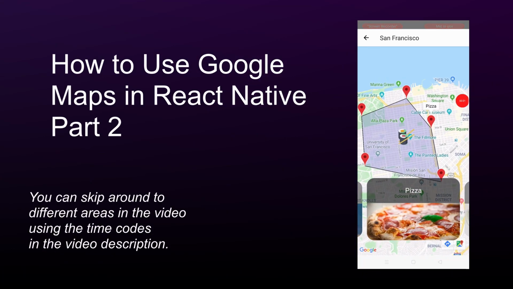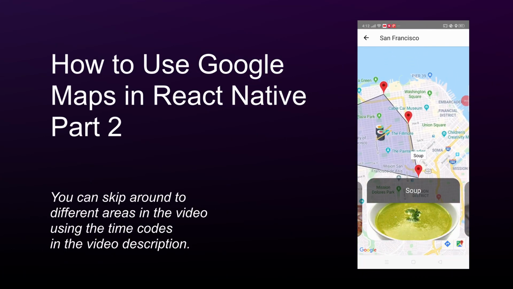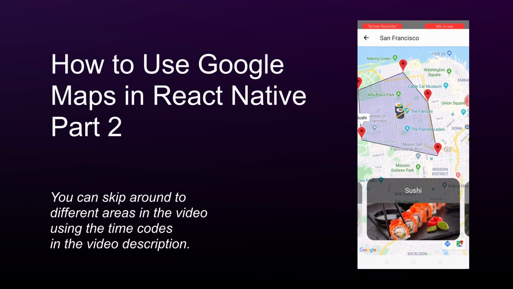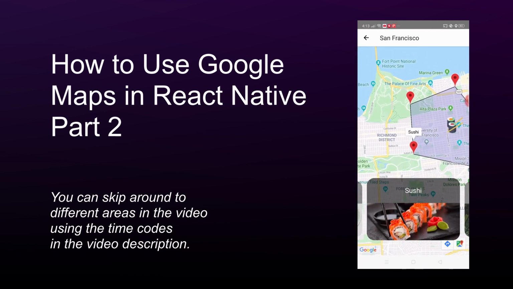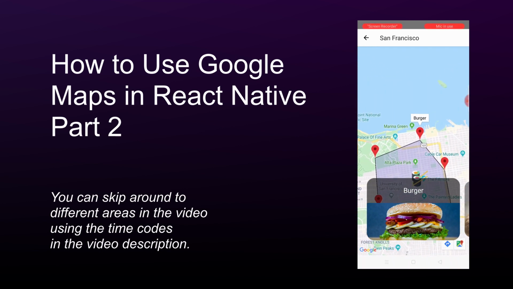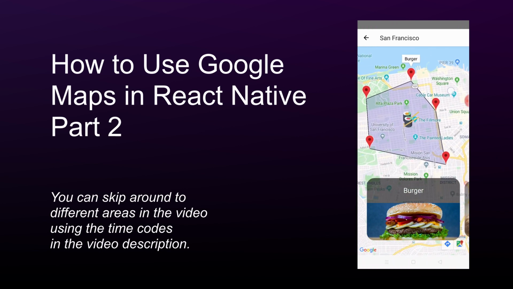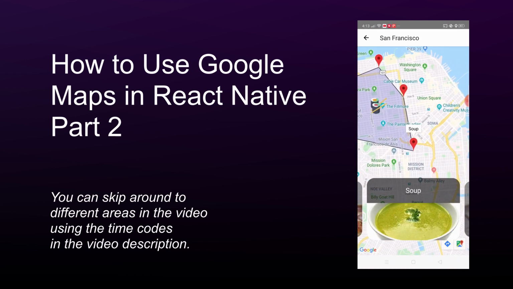Hello and welcome to part 2 of my React Native Map series. In part 1, we discussed how to add markers to your app. We also discussed how to create a polygon of coordinates, and how to create custom callouts for your map. So part 2 will be a lot more interesting, I think.